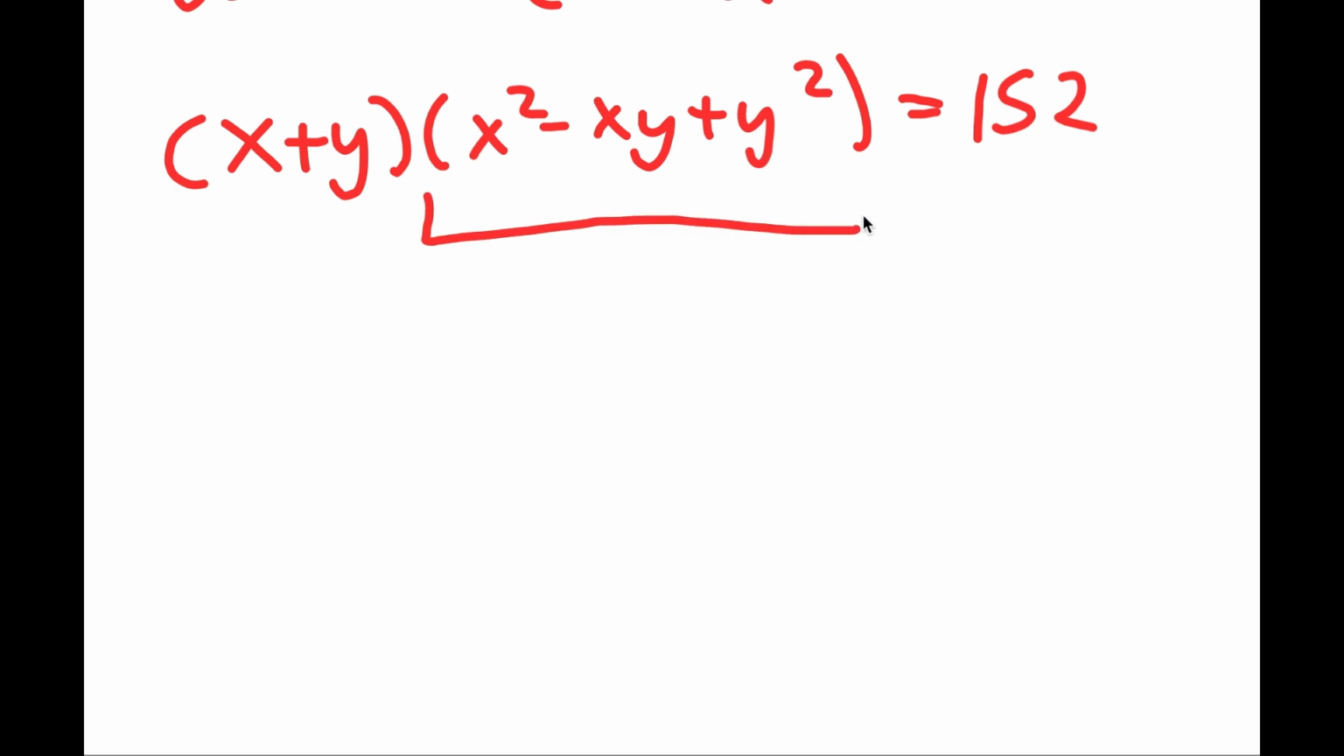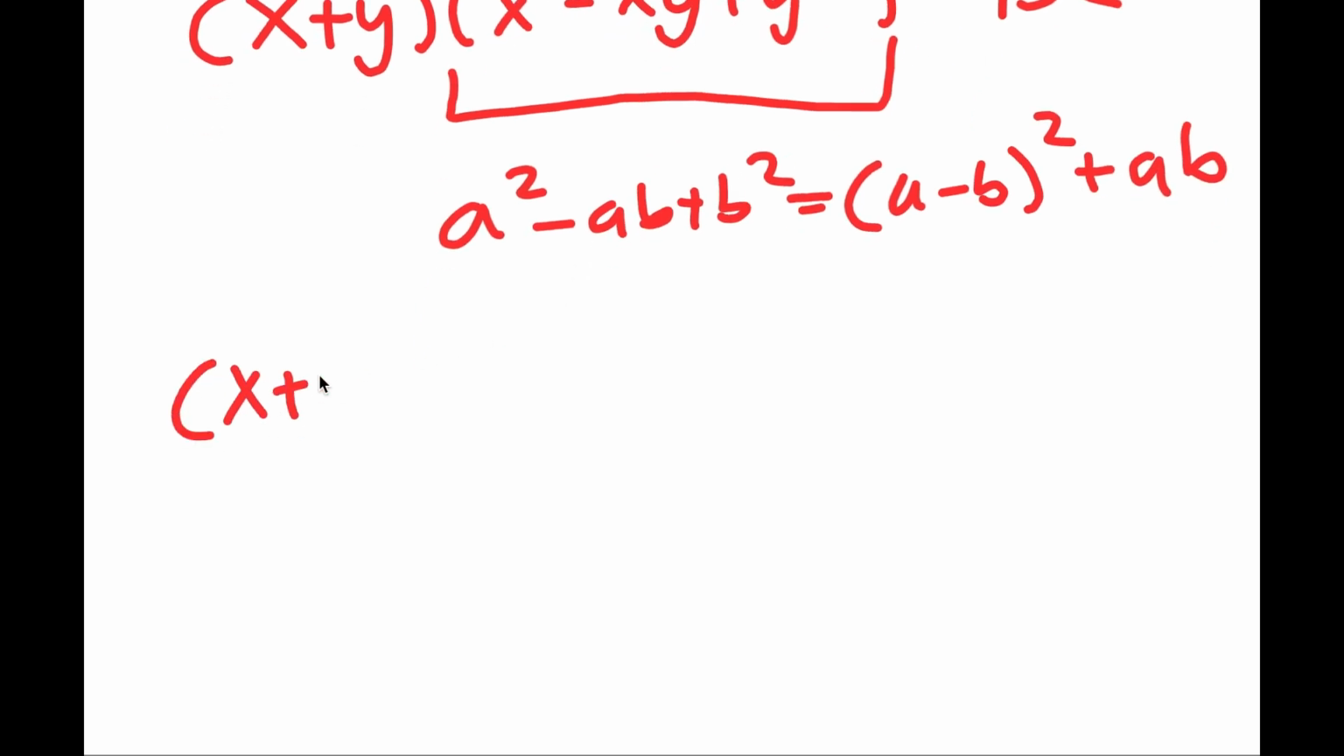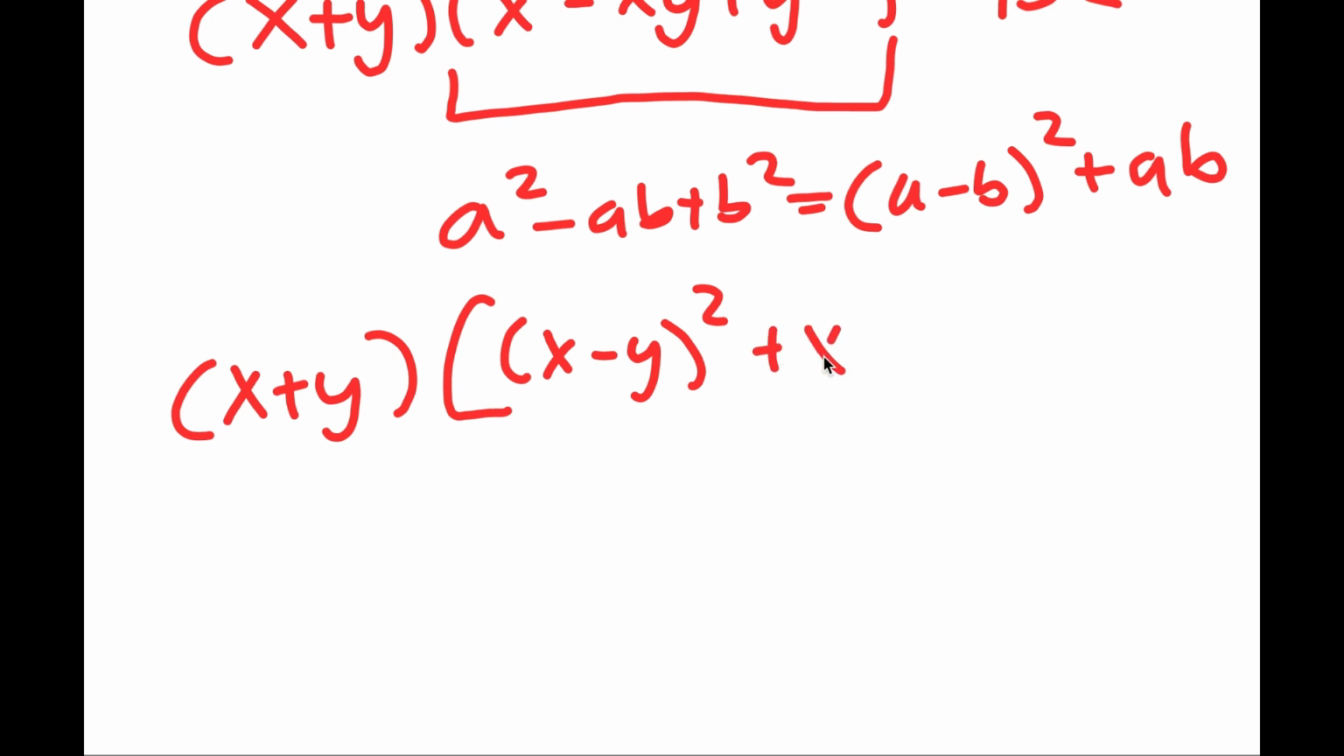Now, x squared minus xy plus y squared here. Well, if I have something in the form a squared minus ab plus b squared, this is equal to a minus b squared plus ab. So this turns into x plus y times x minus y squared plus xy is equal to 152.